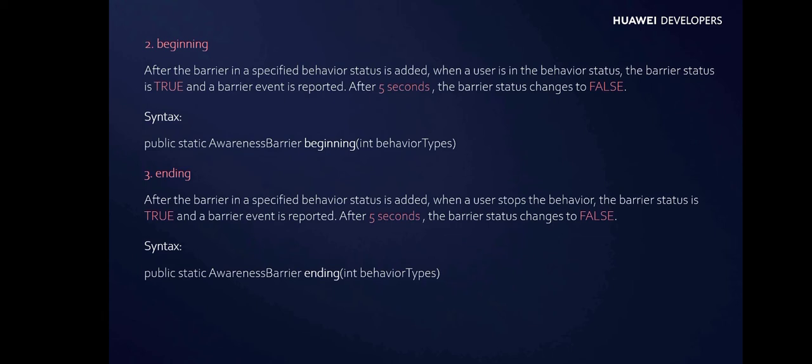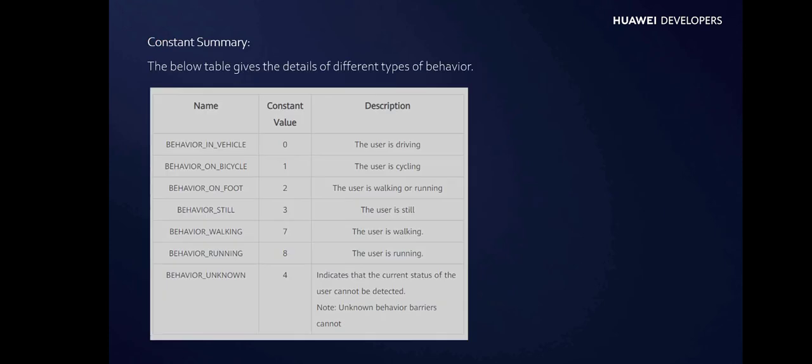Third method is ending. After the barrier in the specified behavior status is added and user stops the behavior, the barrier status is true and a behavior event is reported. After 5 seconds, it changes to false. Constant summary. Here we can see the behavior details in the table.